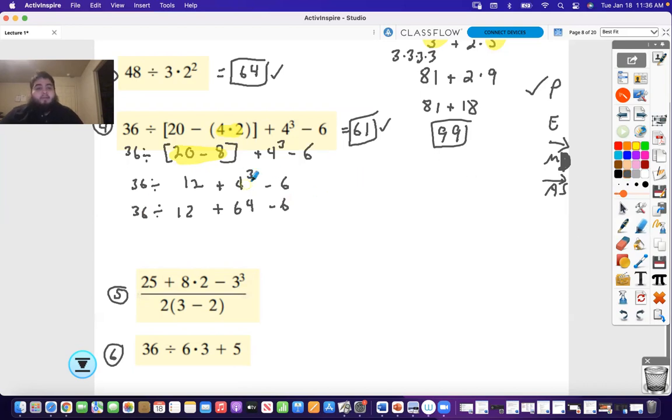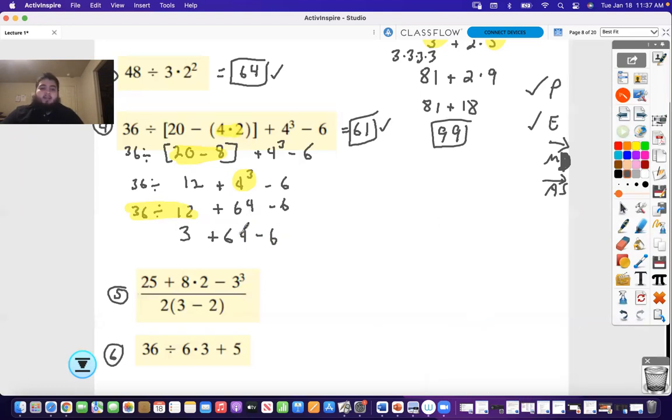Is everyone with me so far? So we're done with exponents. What's the next step we do, ladies and gentlemen? Multiplication and division from left to right. And where do you see a multiplication and division? 36 divided by 12. How many 12s go into 36, class? 3. And now we bring down everything else.